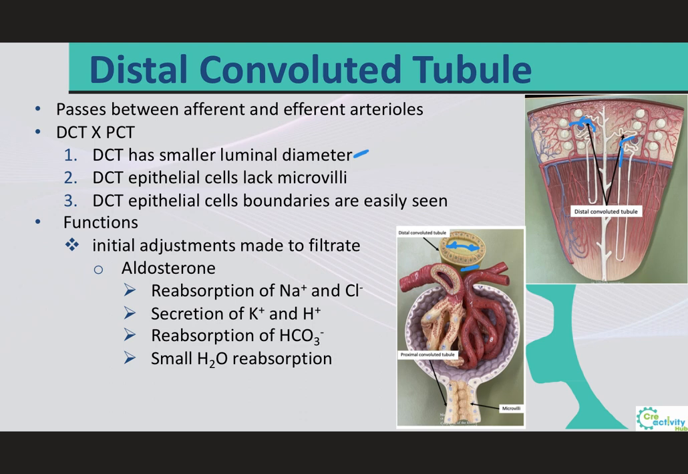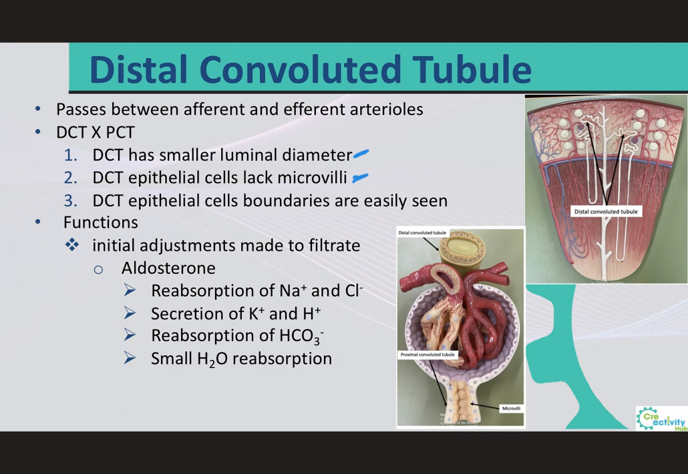Its epithelial cells lack microvilli, which we can see from the model, and the boundaries between the epithelial cells in the distal convoluted tubule are easier to see than those of the proximal convoluted tubule. These anatomical characteristics reflect the major functional differences: the proximal convoluted tubule is involved in reabsorption, while the distal convoluted tubule is involved in secretion, even though it does some reabsorption as well.